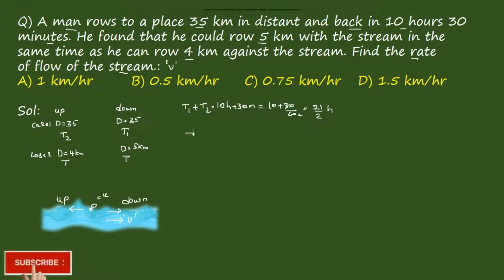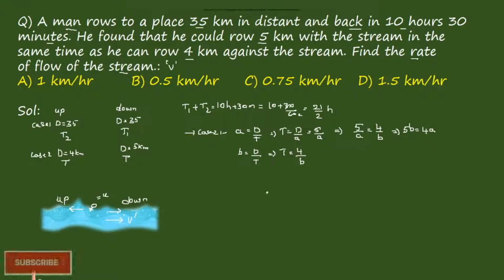Now we will consider case 2. We know that if you consider downstream, the downstream speed is equal to A, which is equal to distance by time. In case 2, time t is nothing but d by A, which is 5 by A. If we consider B, it is nothing but distance by time. Here the distance is given as 4 kilometers, so time t is equal to 4 by B. Both are equal, so we can equate them. Then 5 by A is equal to 4 by B, which implies 5B is equal to 4A.